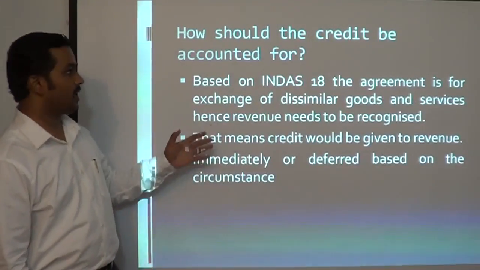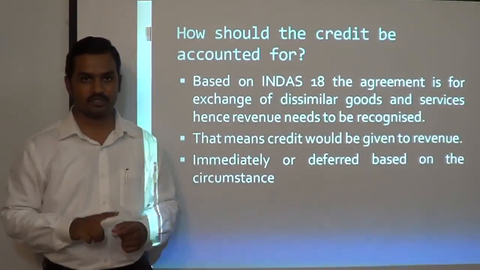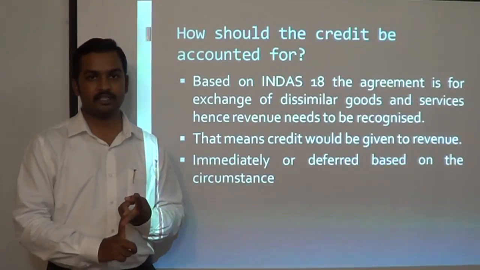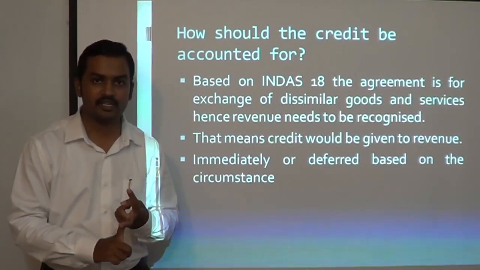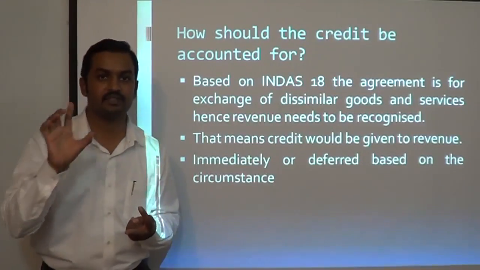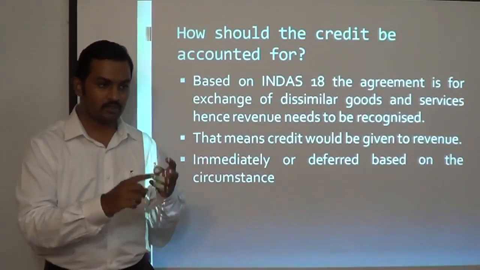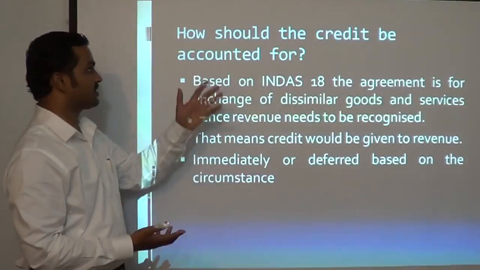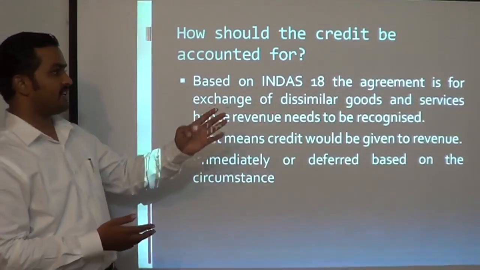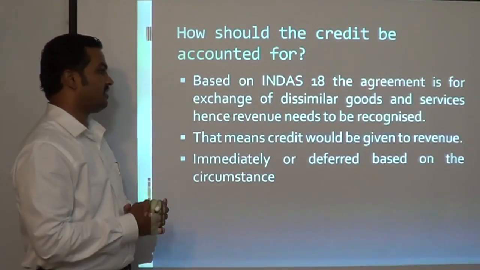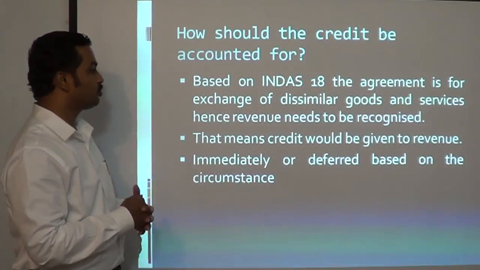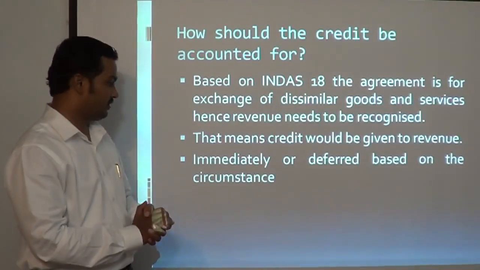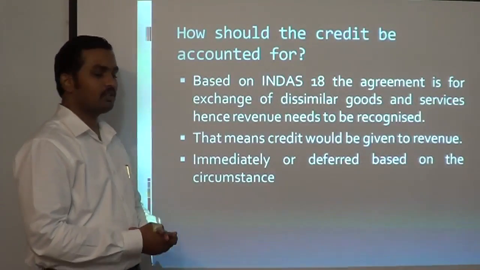Now, how should the credit be accounted for? We have discussed two questions till now. When can I recognize an asset? At what value can I recognize the asset? The answer was at the fair value of the asset which was received. Now the question comes: I have debited the asset account, so where should I give the credit? Now, we are going to discuss that. Based on Ind AS 18, the agreement is for exchange of dissimilar goods and services, hence revenue needs to be recognized. That means credit would be given to revenue immediately or deferred based on the circumstances.